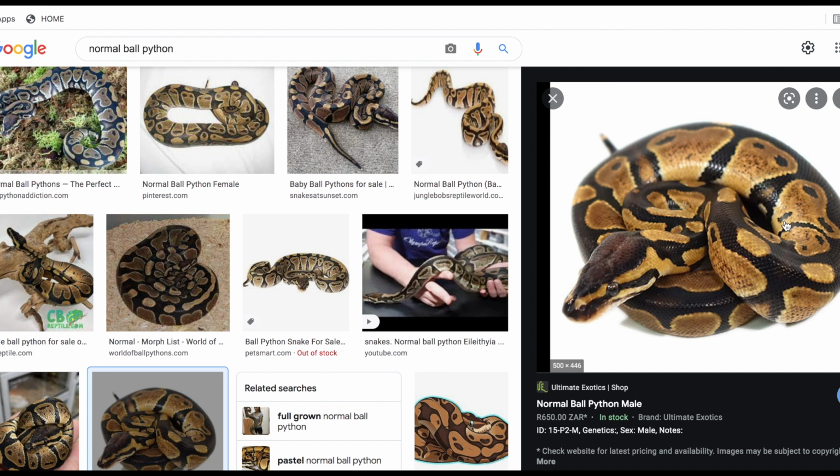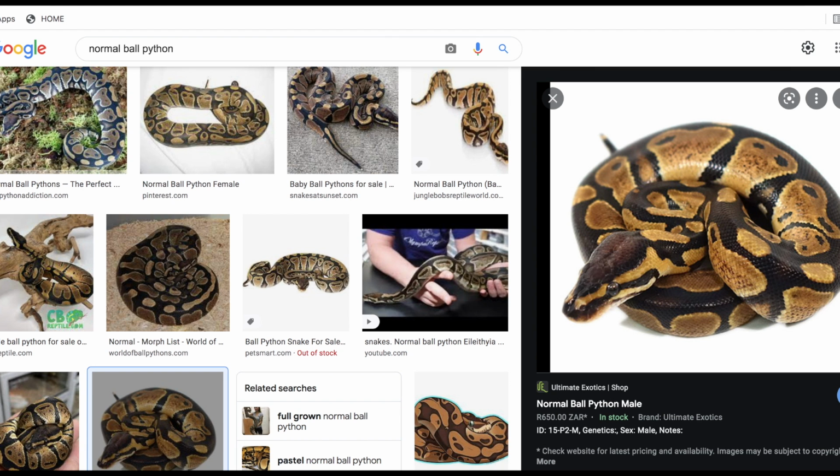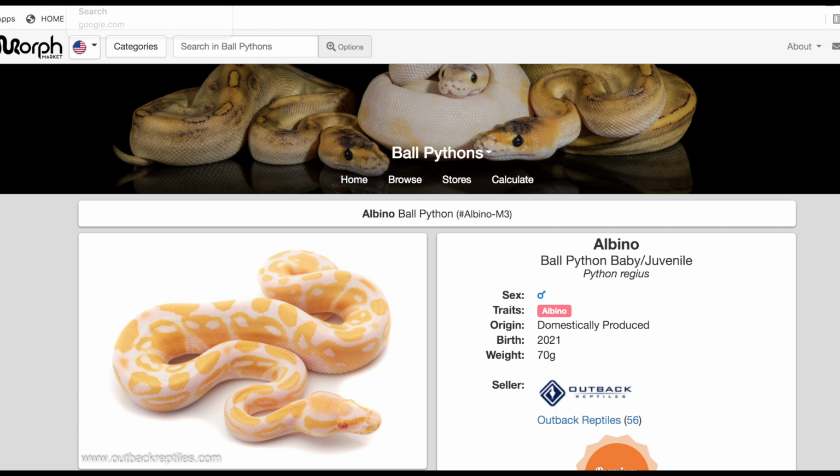This is what a normal ball python looks like, okay? So, its dominant trait is just the wild type normal. This is what an albino looks like. Albinism takes out most of the color in animals, and oftentimes you see red eyes, and that's what you have here. There's no black or brown. It's all high yellow, white, red eyes. Pretty big difference, and obviously albinos are going to sell more.